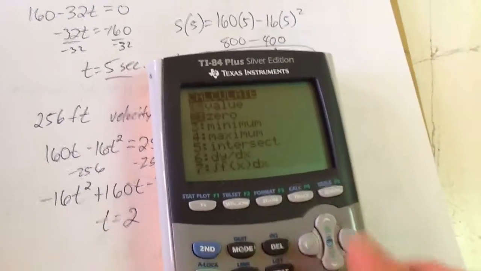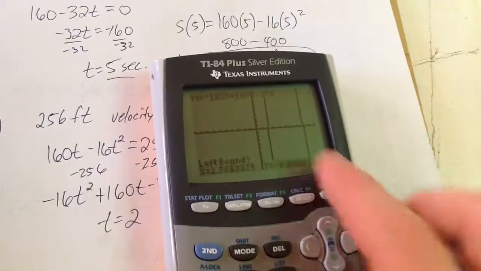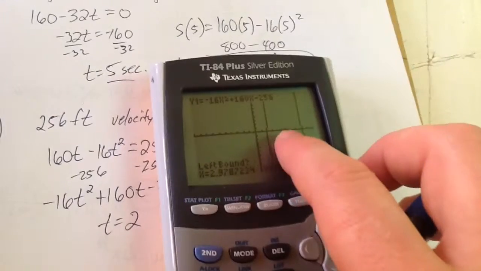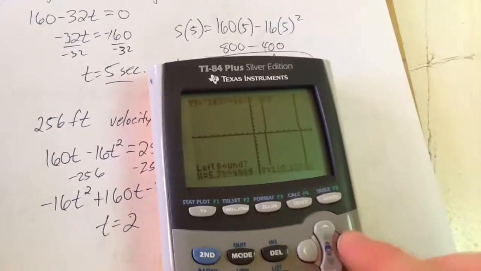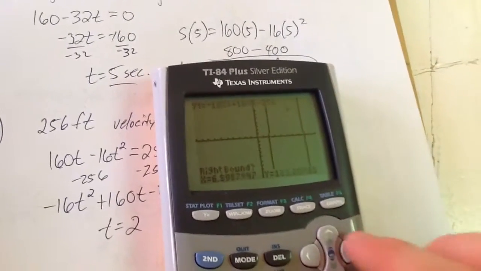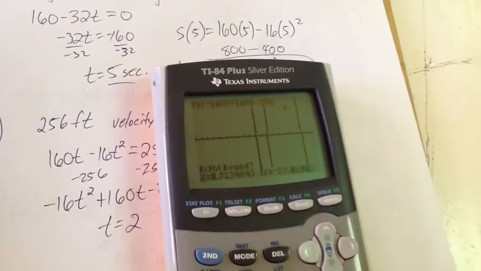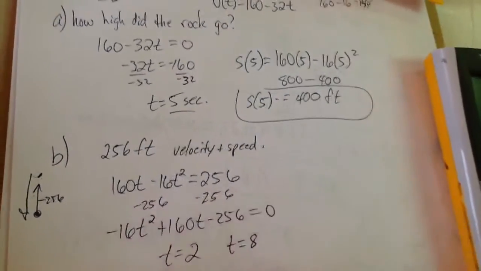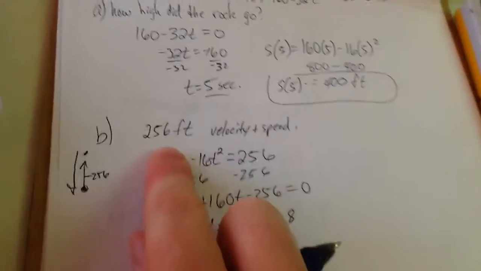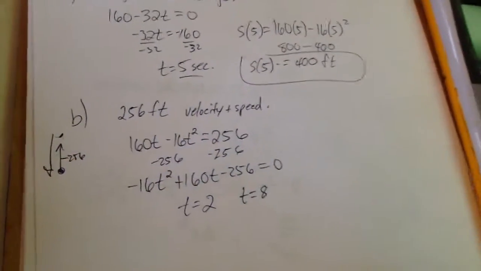Get the other one, calc zero. That looks like about 1, 2, 3, 4, 5, 6, 7, 8. So I'll go to like 6. Go to the right of 8. There. Yep, it's 8, 0. So t equals 2 and 8. So those are the times the rock passed 256 feet.